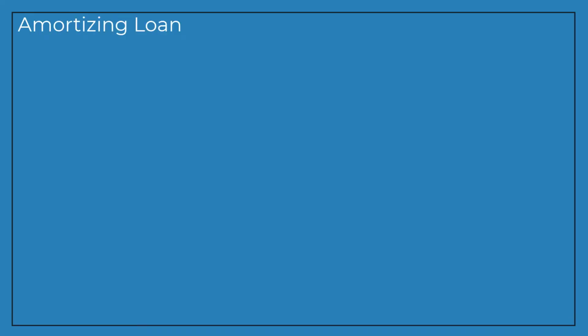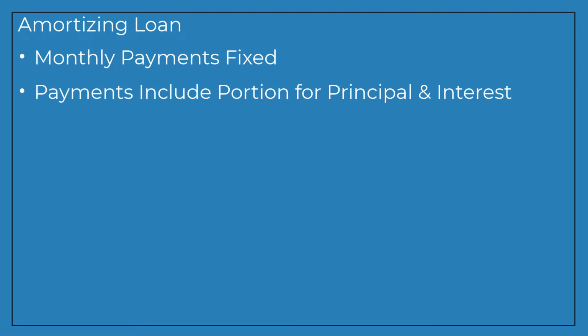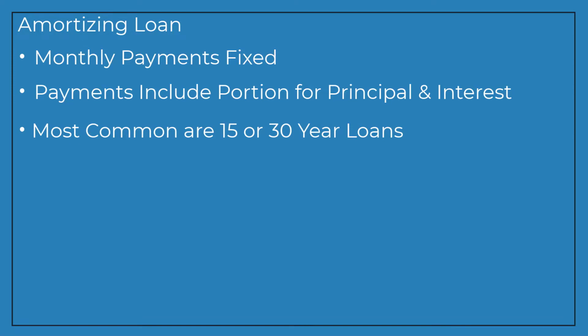Now let's talk about the different types of home loans you can get. There are a lot of different types of loans, but I'm going to focus on the three most common, which are amortizing, adjustable rate, and interest only. So let's start with the amortizing loan, and this is by far the most common type of loan in the United States. All amortizing means is that you're going to make monthly fixed payments for a period of time until your loan is paid off. Each of these payments includes a portion to pay down the principal and a portion for the interest. You'll also often hear these referred to as fixed rate loans, and most commonly they're going to be for either 15 or 30 years.